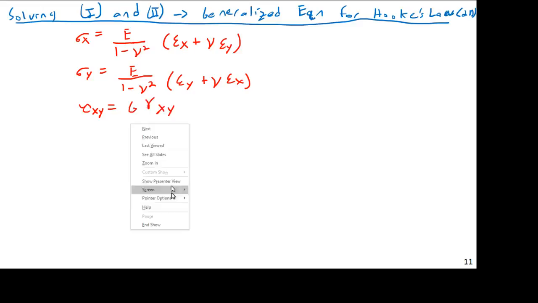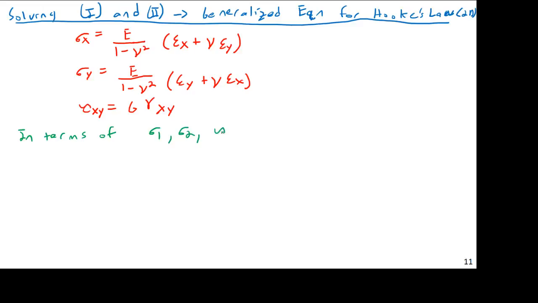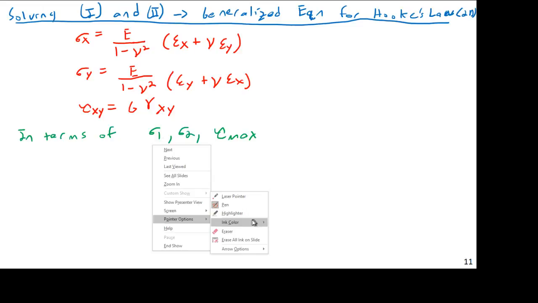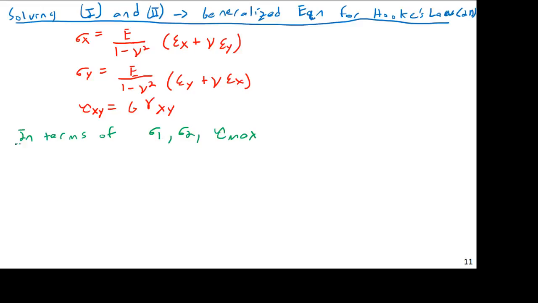And then if we solve these in terms of sigma 1, sigma 2, and tau max. So these are just the x, y, z's, but if I actually want to get the principal stresses directly from the principal strains, sorry. So this is the general stresses from the general strains. If I want to get the principal stresses from the principal strains, then I'll have the following relationship.